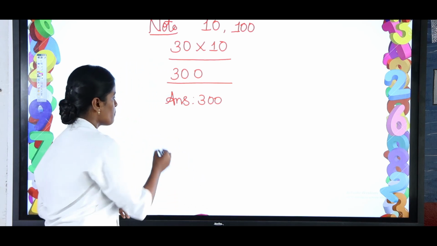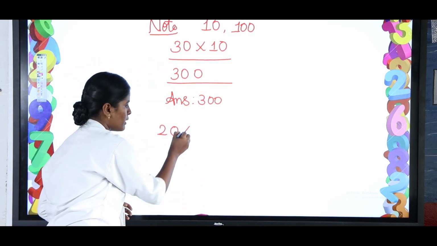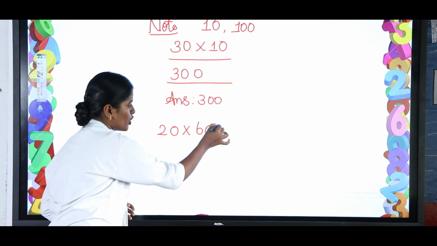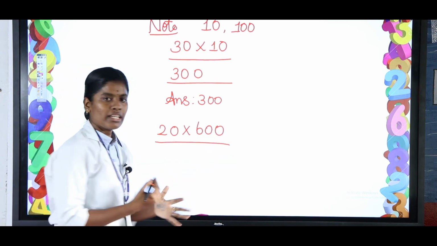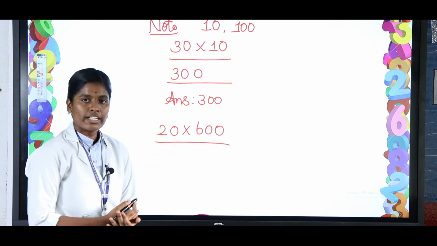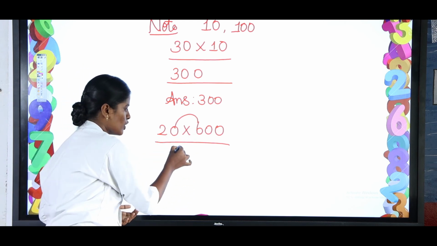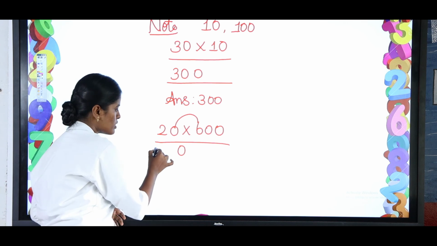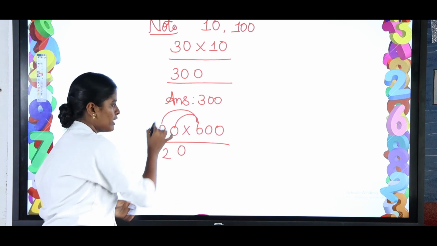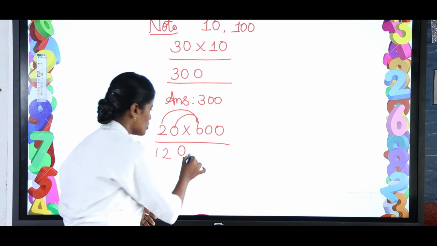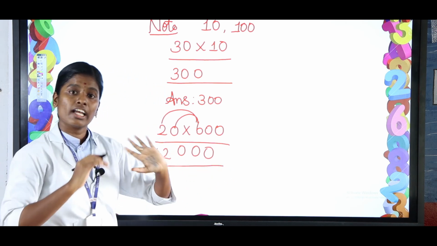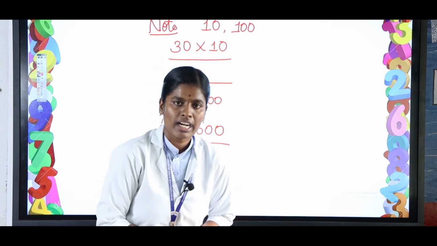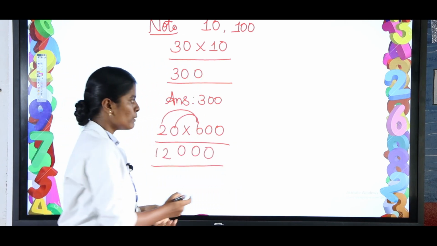So the question is 20 multiplied by 600. First you will take 6 zeros are 0 and 6 twos are 12, and then finally you should insert 2 zeros. Okay. So this is multiplied by 600. I will take a number multiplied by 100.